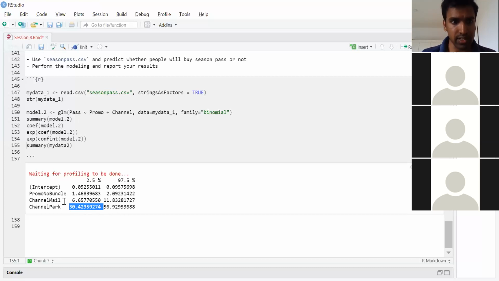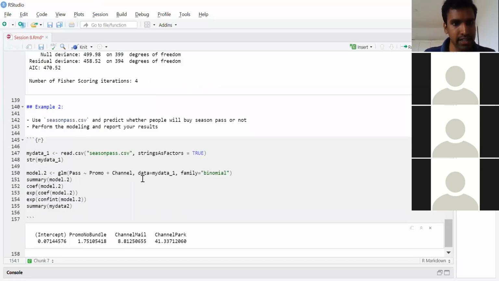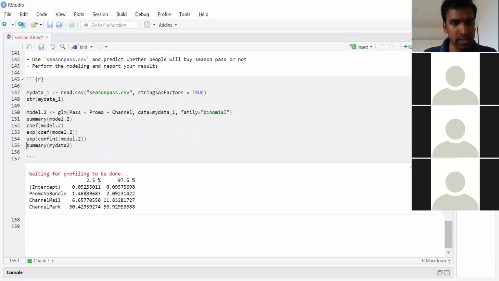Similarly for channel mail, it's the same case, right? And also for promo bundle, where if they don't get a bundle, the probability is affected not at exactly one point, like what we observed, not exactly at 1.75, but basically it can vary. It can vary from 0.46 to 2.19.